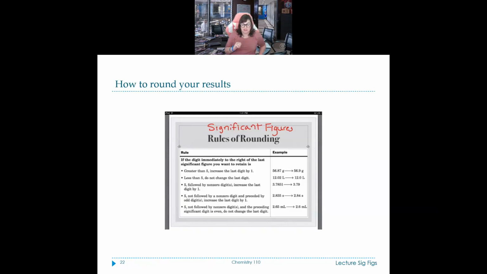Awesome. I get that. But oh crap, what if it's 5? What happens then? If it's 5 followed by non-zero digits, then I increase the last digit by 1. Okay, so it's 0.76581256. Then it goes up. All right. What if it's 5 and it has nothing after it? Then what do I do? That's the weird stuff.